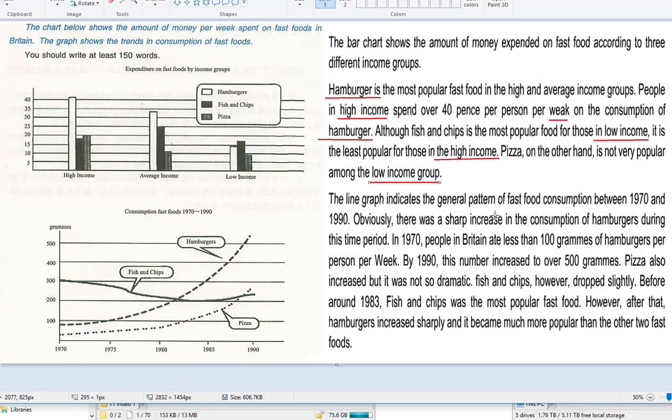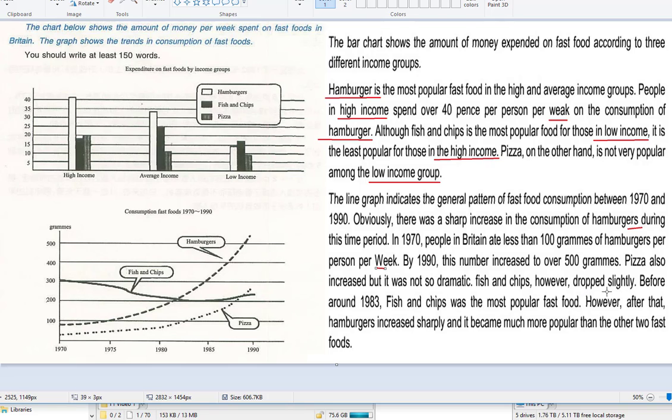The general pattern of fast food consumption. Okay, in the consumption of hamburgers. See, here it's plural. Why not make it plural here? People in Britain ate less than 100 grams of hamburgers per person per week. Why is this capitalized? The number increased, pizza also increased, but it was not so dramatic.